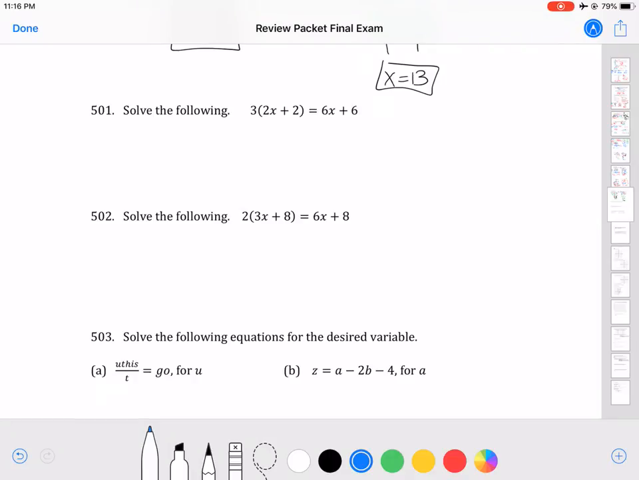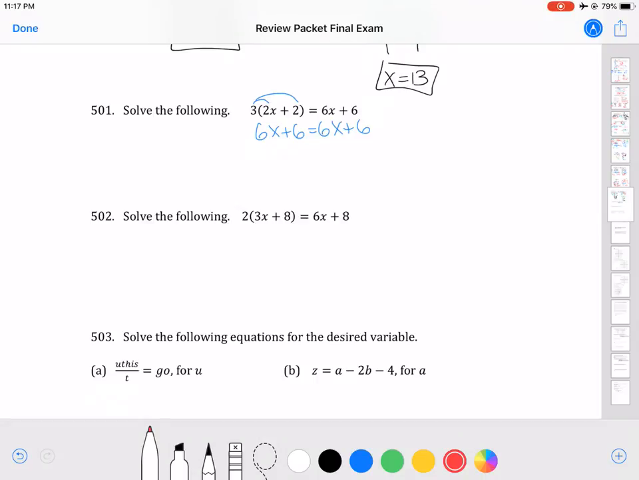For 501 and 502, we've got those out of the ordinary equations, and you'll see what I mean when I start to solve them. So for 501, I start with the distributive property like you would anytime you have the distributive property in an equation. 3 times 2x is 6x, and 3 times 2 is 6. And that's equal to 6x plus 6. So you might notice right off the bat that the left side is identical to the right side. That's what makes this out of the ordinary.